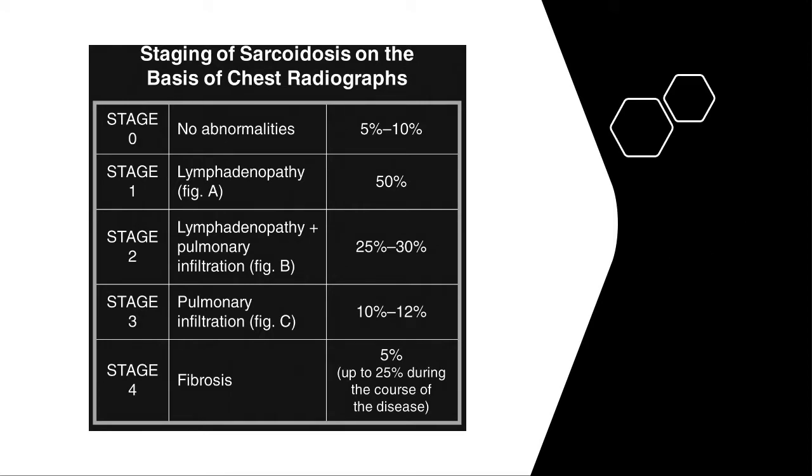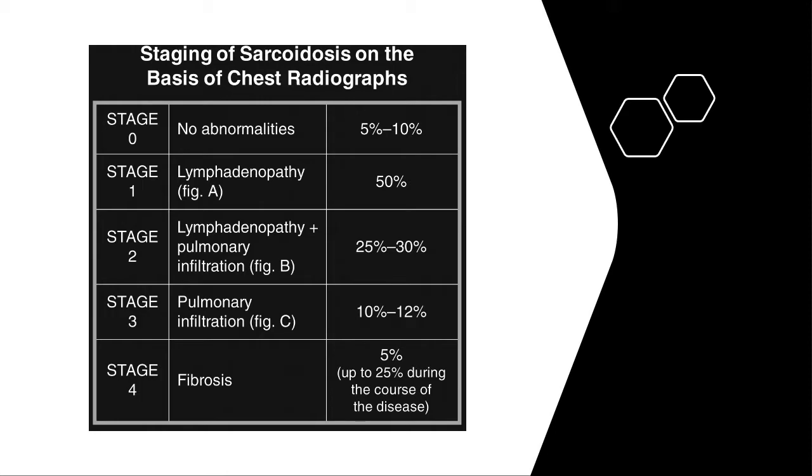More than 40 years ago, Scadding developed a sarcoidosis staging system based on the pattern of chest radiographic findings, a system still widely used because of its great prognostic value. The Scadding classification system defines the following five stages of sarcoidosis. Stage 0, with a normal appearance at chest radiography. Stage 1, with lymphadenopathy only. Stage 2, with lymphadenopathy and parenchymal lung disease. Stage 3, with parenchymal lung disease only. And stage 4, with pulmonary fibrosis.